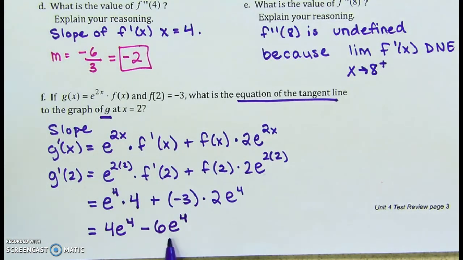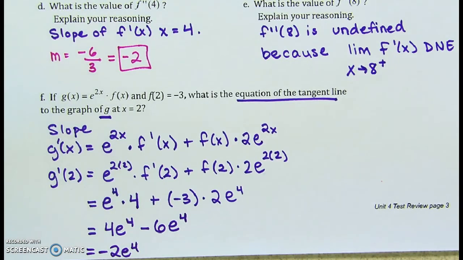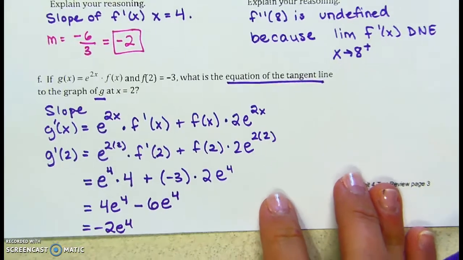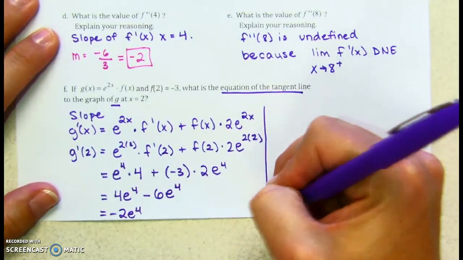Aren't these like terms? So we can combine them. 4 minus 6, -2, e to the 4. And that's our slope. Okay, what else do we need? We need a point. So here we go.